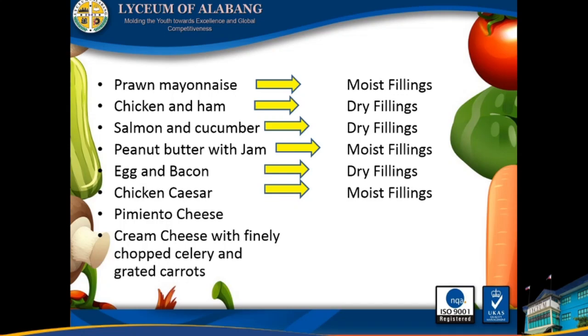What about pimiento cheese? Pimiento cheese is a moist filling. And last, we have the cream cheese with finely chopped celery and grated carrots. Is it dry fillings or moist fillings? The answer is moist fillings. Well done.